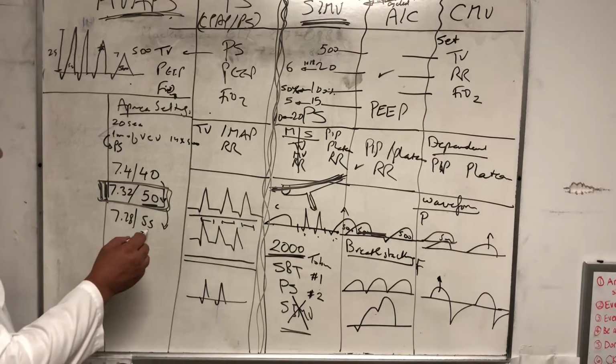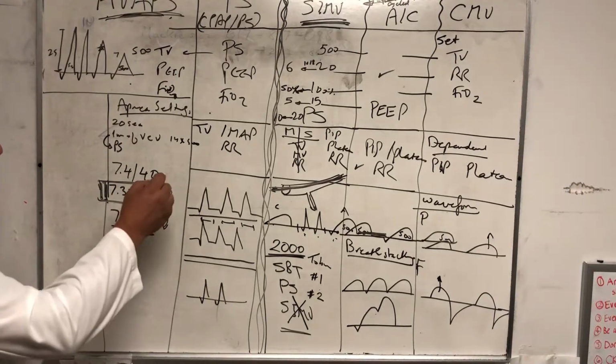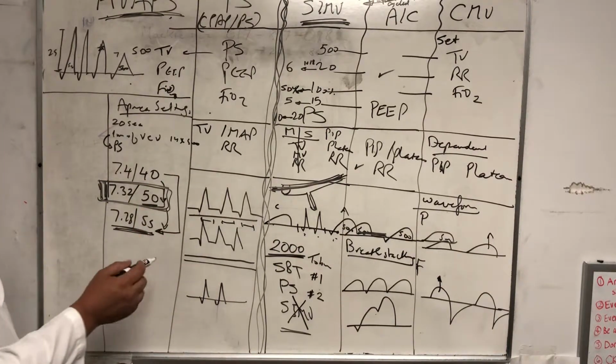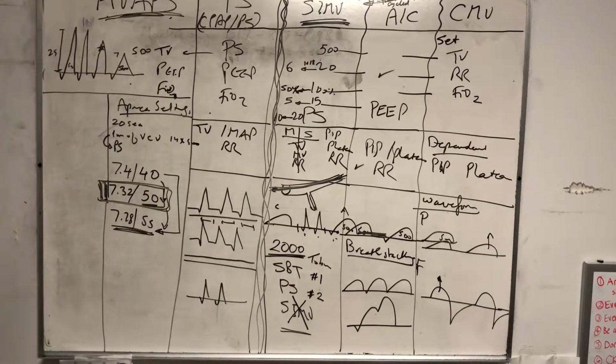So, in order to go from 40 to 55, how much does your PCO2 rise with 1 minute of apnea? How much?